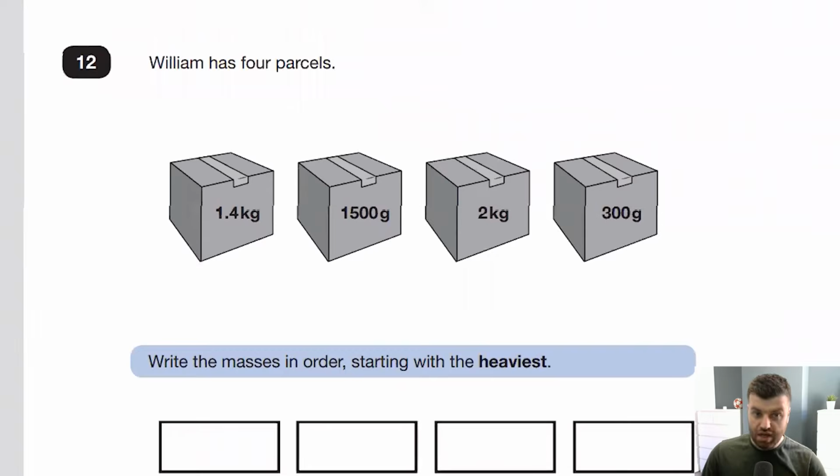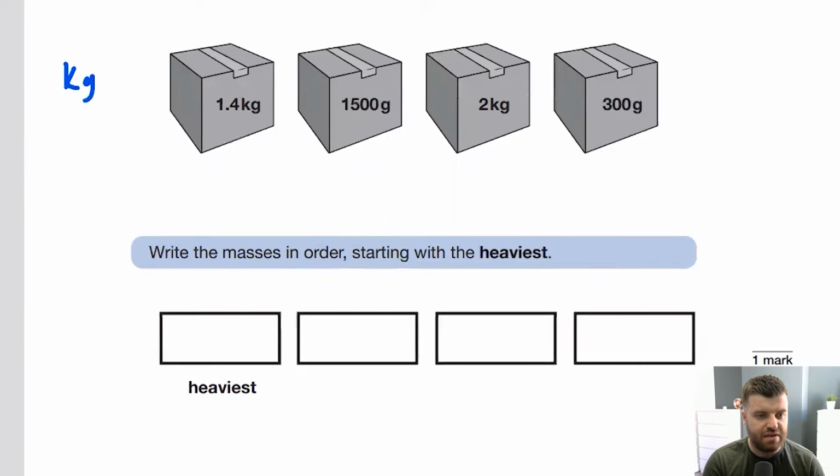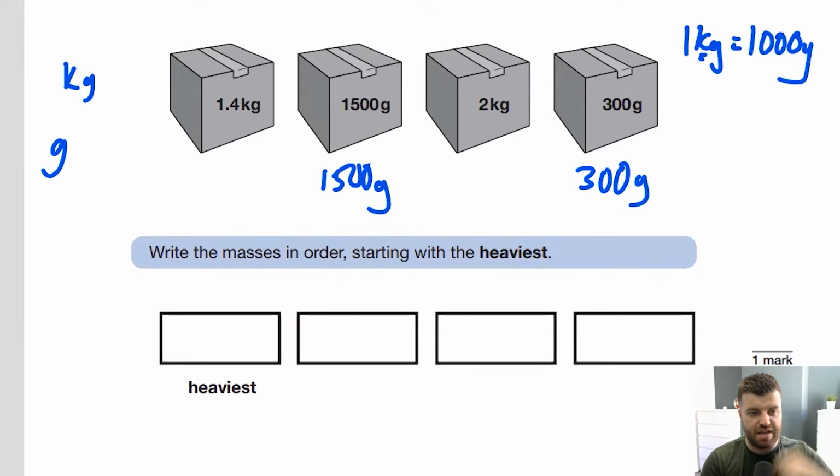Question 12. William has 4 parcels. Let's take a look at them. Write the masses in order, starting with the heaviest. Okay, well, straight away, do you notice that we have kilograms and grams mixing up here? That's never good for ordering the weight or mass of anything. So I'm going to convert them all into grams. That means this one can stay as 1500 grams and this one can stay as 300 grams. But I know that 1 kilogram with the kilo prefix here is equal to 1000 grams. That's going to help me convert these.